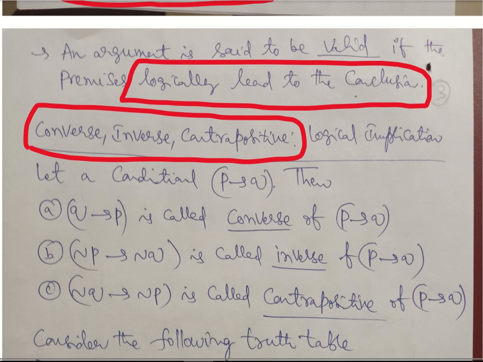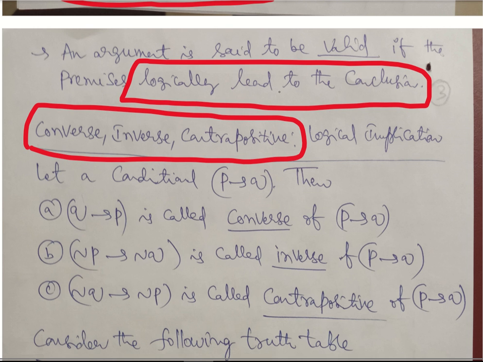So consider a conditional P implies Q. The converse of P implies Q is the reverse. Replace P by Q and Q by P, and you will get the converse of it. Similarly, whenever you see inverse, you should remember the negation. So the inverse of P implies Q is simply putting negation in front of both the statements. That is, negation P implies negation Q is called the inverse of P implies Q.